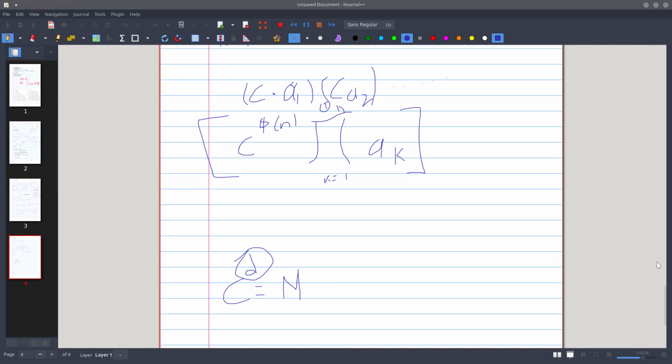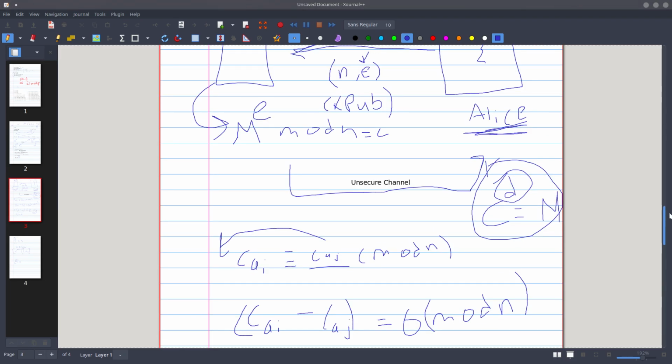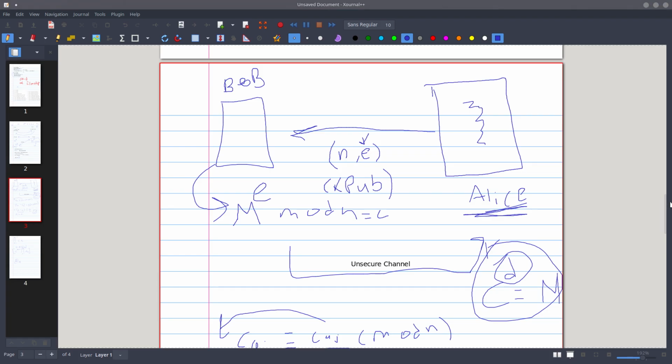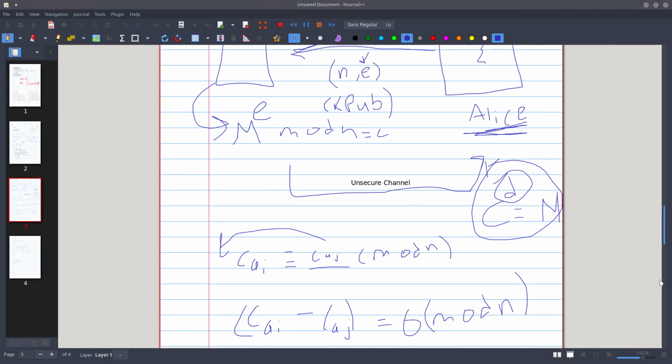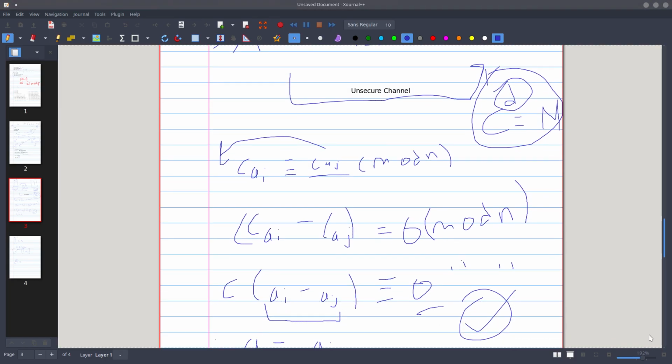So what is m? What did we compute m as? So let's come back up here. What was m? m was just the original value that you computed raised to e. That's quite literally what we did. So it's just m to the e mod n.